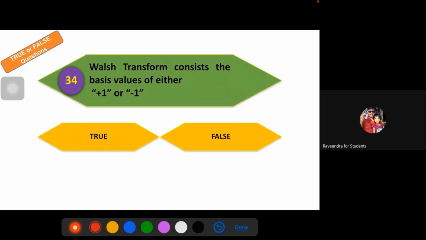Then Walsh transform consists of the basis values of either +1 or -1. Yes, both Walsh and Hadamard transforms we know very well. They consist of either +1 or -1 coefficients as the elements in the transform matrix. Therefore, it is also true.